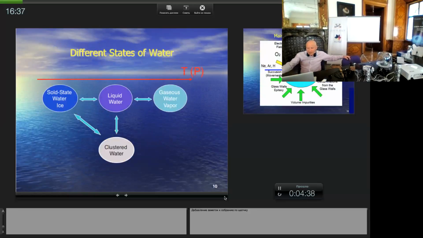Water is the only substance that can exist in 4 stages simultaneously. So it may be ice, it may be water, it may be water vapors simultaneously, and we know now it may be structured or clustered water. So it is 4 phases of water that can exist simultaneously. No other substance can have it.